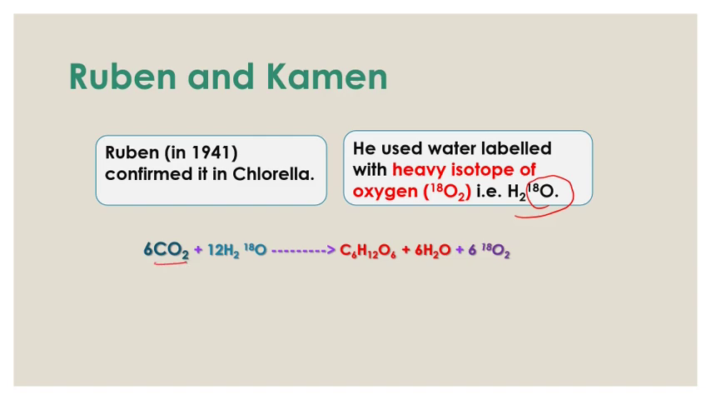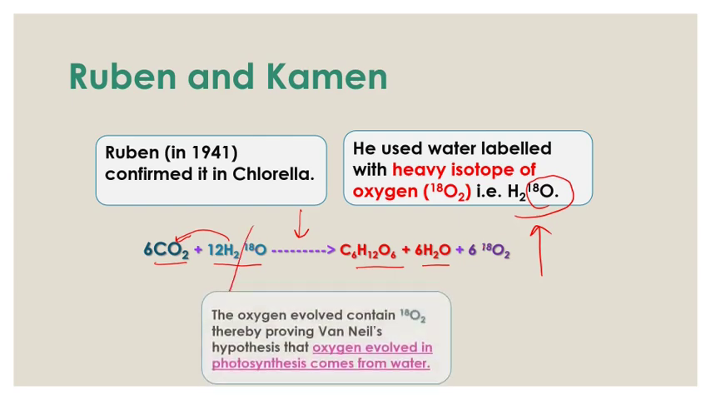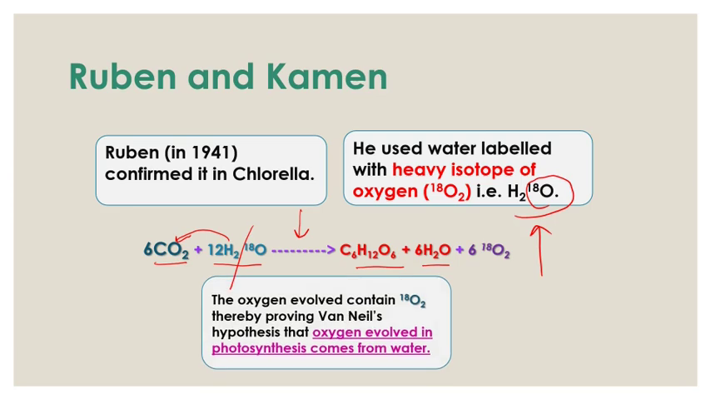They studied that when carbon dioxide was exposed with water and illuminated with sunlight, carbon dioxide accepted the electron, it underwent reduction, water split up and underwent oxidation, carbohydrate was formed, water is formed, and the oxygen which is evolved contained the isotope of oxygen. This proves that oxygen is coming from the splitting up of water and not from the splitting of carbon dioxide. Thus, the oxygen evolved contains the heavy isotope of oxygen, thereby proving Van Niel's hypothesis that oxygen evolved in photosynthesis comes from water and not from carbon dioxide.